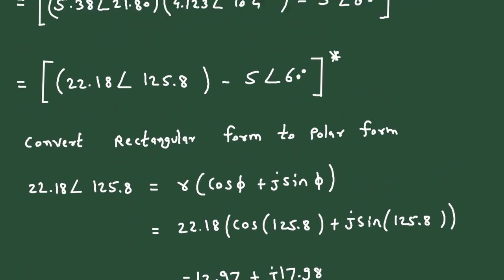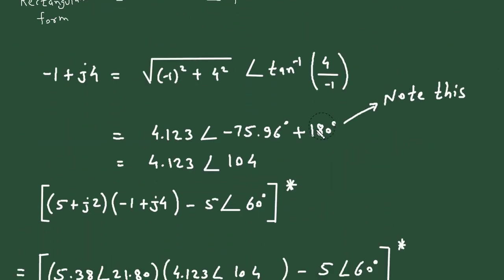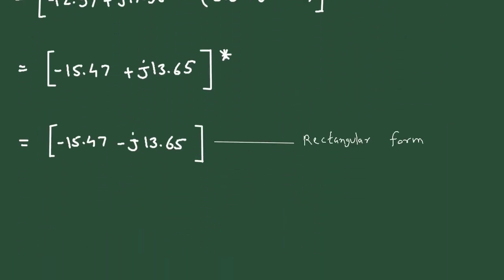Also remember that the mistake was here. We have to add 180 degrees when the real part is negative. Because of this mistake the answer was wrong earlier, but now the answer is correct.